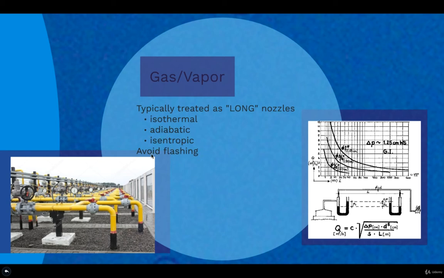So what we want to do is to avoid condensation and flashing. If you are transporting liquids, what you don't want is for them to get so heated that they vaporize in the pipe, and vice versa. If you have a vapor, what you don't want is for the vapor to cool down and condense, because then you're going to have problems with the piping system.